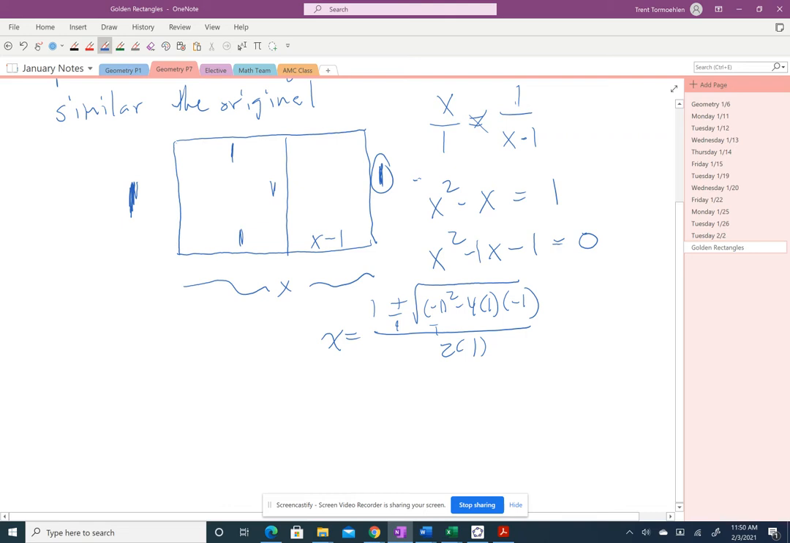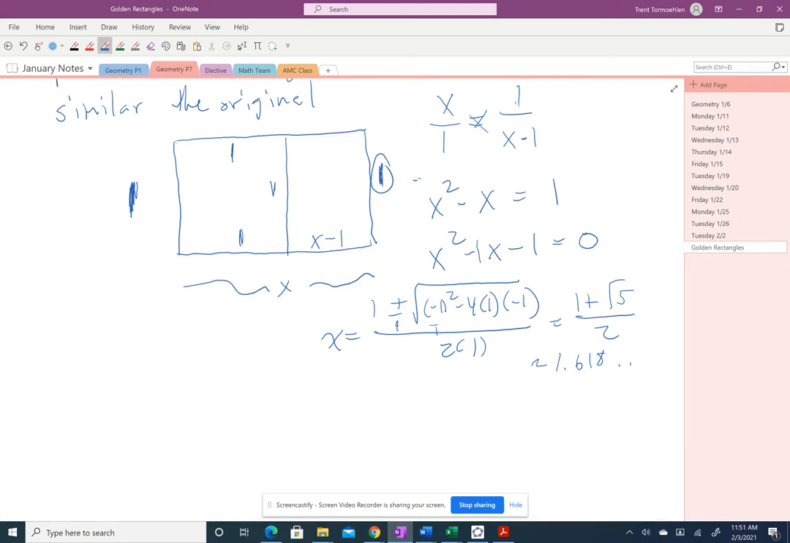Since the square root of 5 is bigger than 1, we can't subtract because that would give us a negative value for x, but x is a length. So the golden ratio just turns out to be this: 1 plus the square root of 5 over 2. If you type that into your calculator, you can see what a relatively exact value of this is, and it's approximately 1.618... We'll talk more about what that is in a little bit.